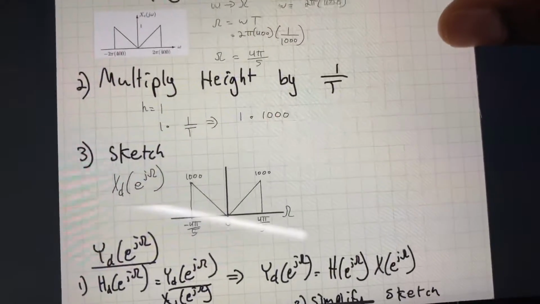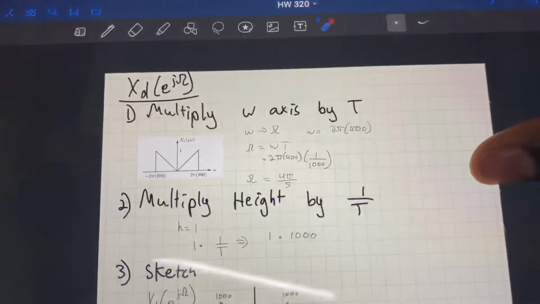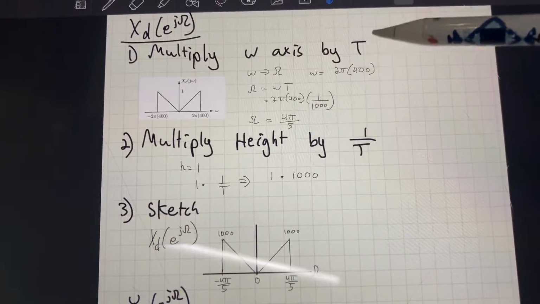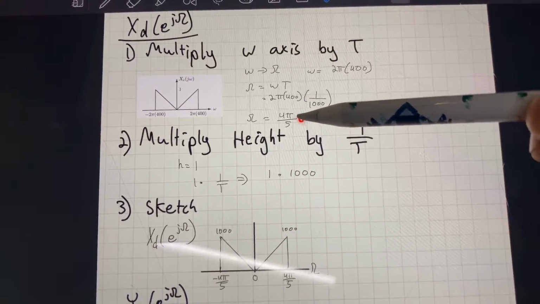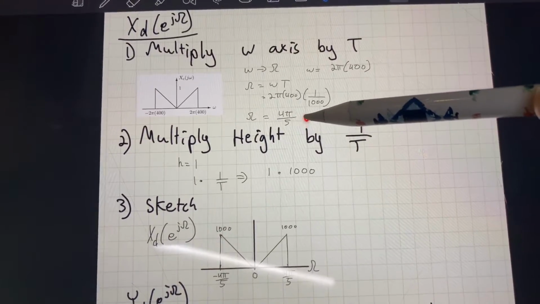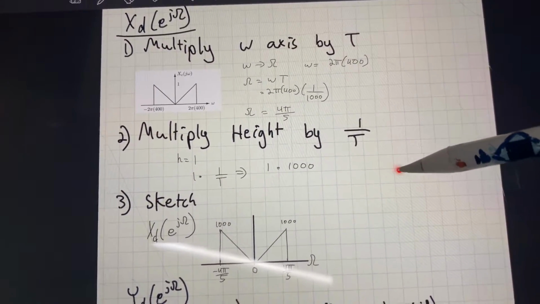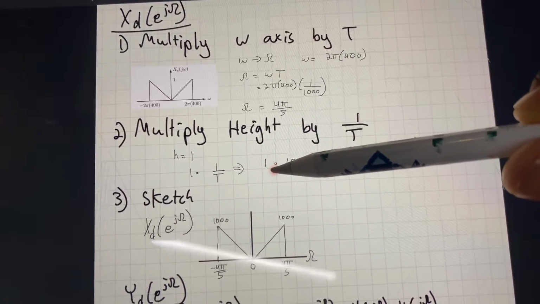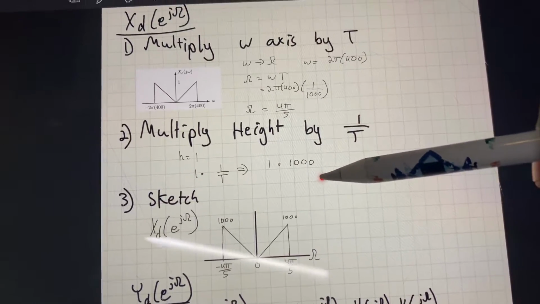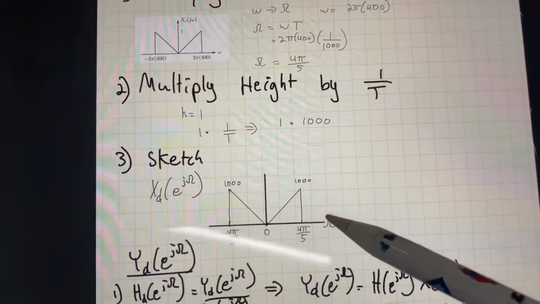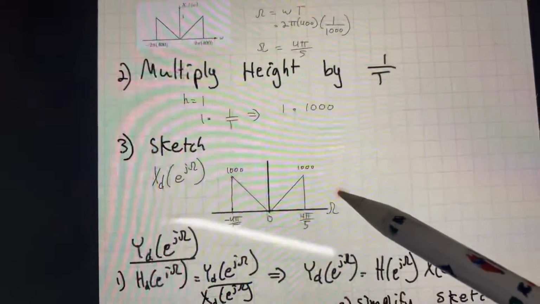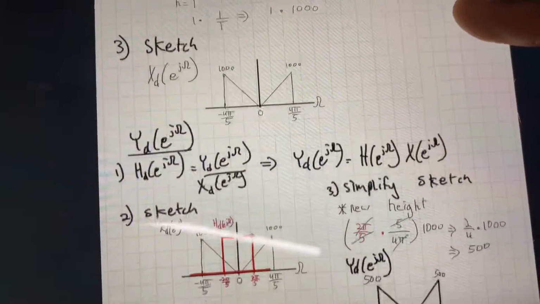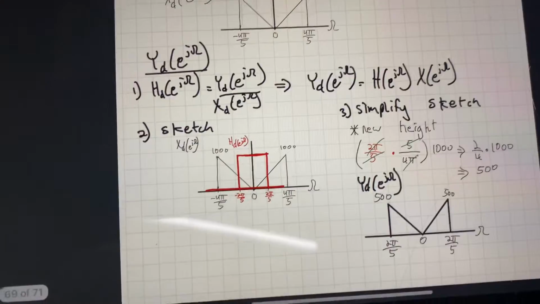Just to get started, for x sub d, e to the j omega, we multiplied our axis by T, which here, as you can see, gives us our new axis, which is 4 pi over 5. Then in order to get the height, we multiplied the height by 1 over T, which, since it's 1 over 1,000, is just the height multiplied by 1,000. And once we sketch it, we have our new x sub d Fourier transform, and this is what it looks like.